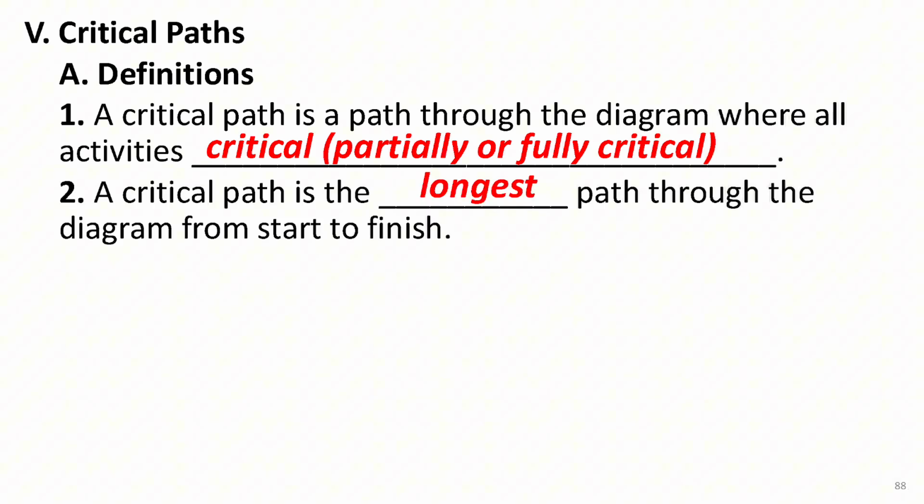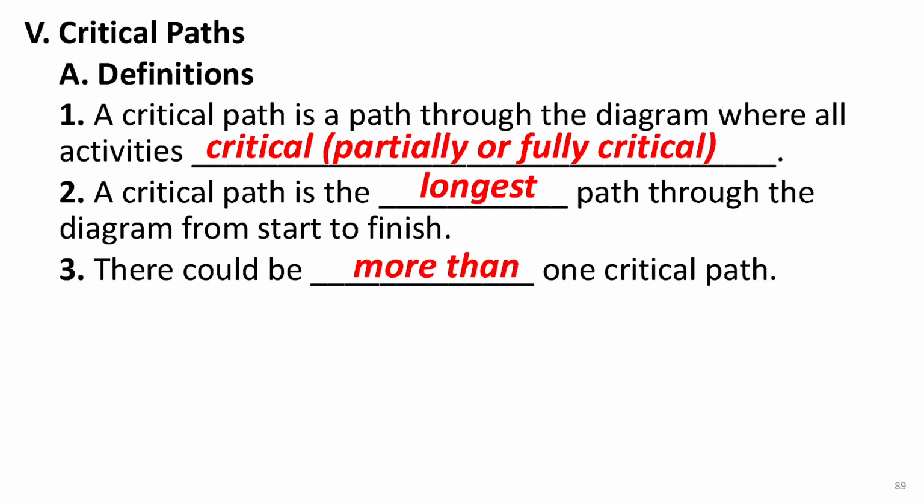Second, a critical path is the longest path through the PDM diagram from start to finish. Why is that? Well, since the activities on a critical path are critical, we can't delay any of them. These activities form the sequence that takes the most time to complete the project. So naturally, their total length ends up being the longest.